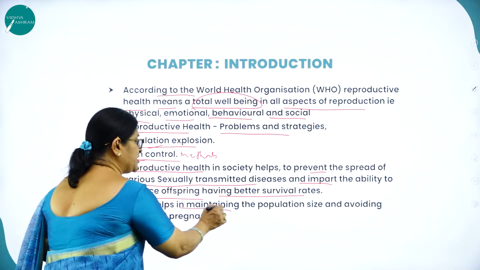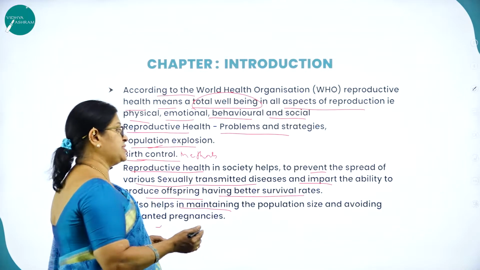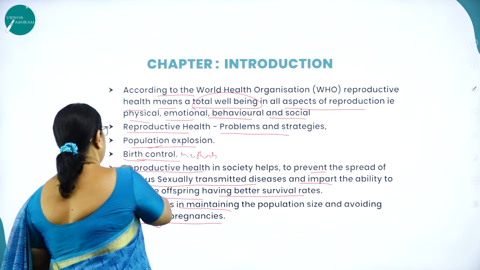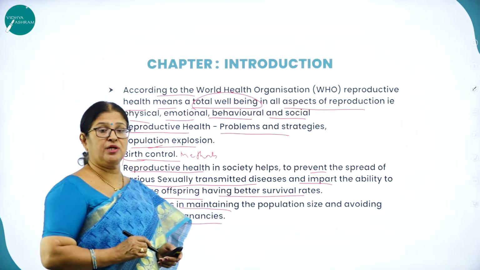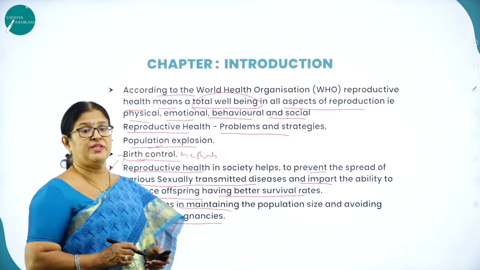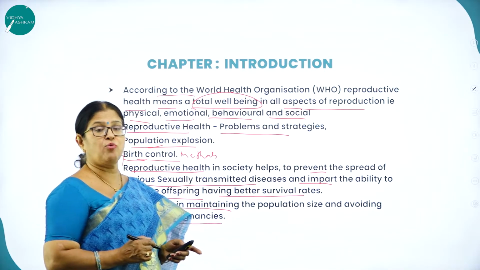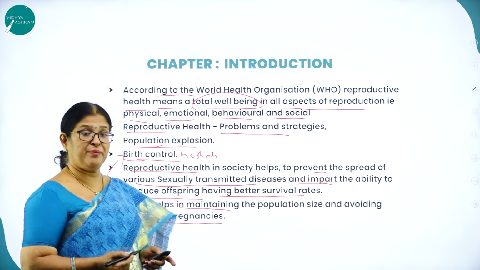It also helps in maintaining the population size and avoiding unwanted pregnancies. When they implement better scientific methods of birth control or fertility control, then definitely they can avoid unwanted pregnancies and avoid abortions or MTPs, right?